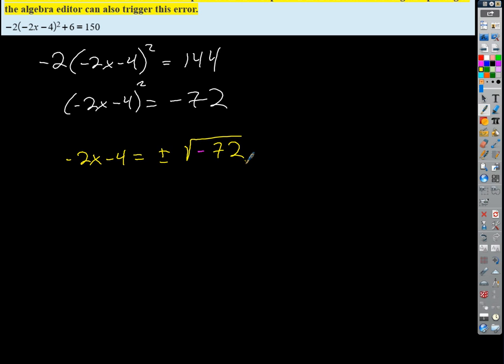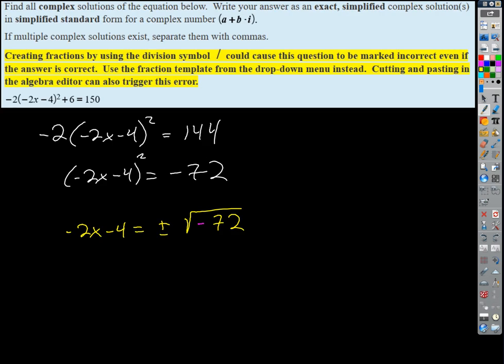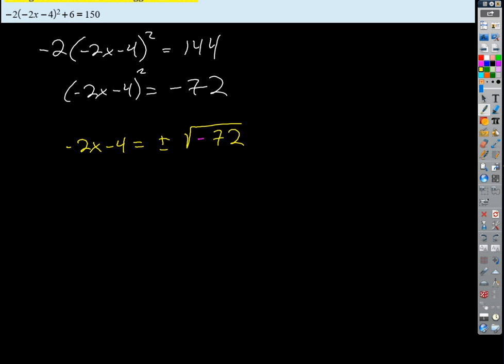Notice Aspen was very observant here. She noticed that there is no easy out on this one. I told you to give me solutions. I didn't say there might not be any solutions. And there are. They're just different kinds of solutions. So what do we do? We're stuck with this negative under the radical.